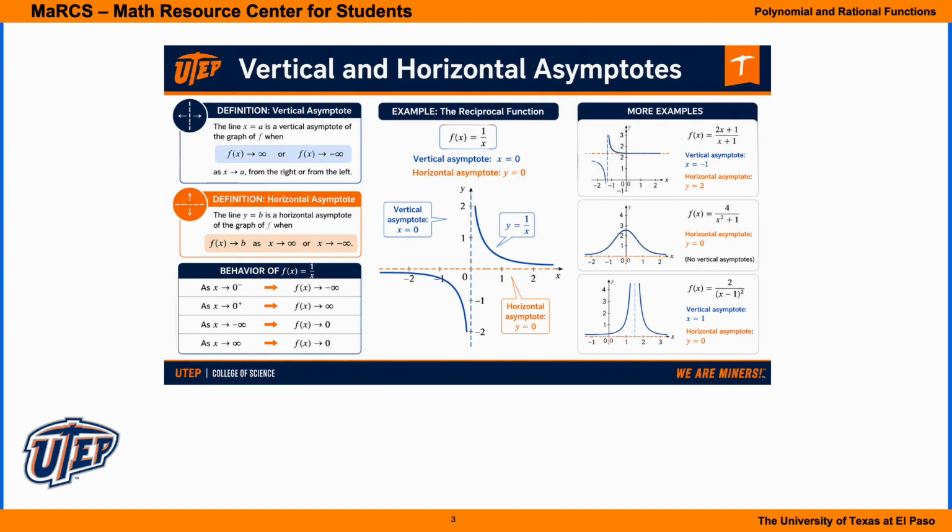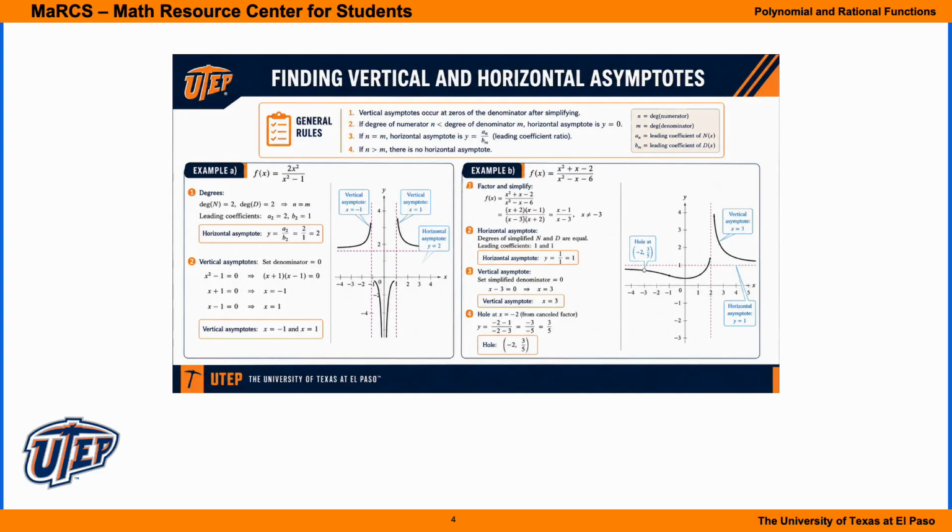So here we have some more examples. f of x is equal to 2x plus 1 divided by x plus 1. We see that we have a vertical asymptote of x equal to negative 1. The graph approaches x equal to negative 1, but never touches it. Now for our horizontal asymptote, we have y equal to positive 2. Once again, the graph approaches 2, but never touches it.